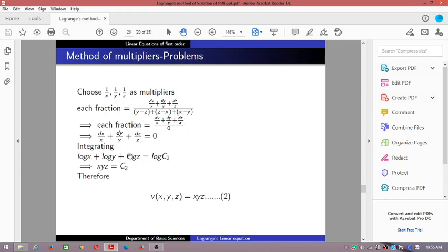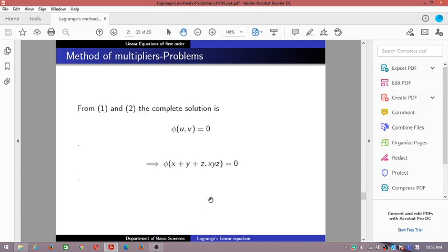Now we can observe that each term is directly integrable, because the first term is purely a function of x, the second term is purely a function of y, and the third term is purely a function of z. Therefore, integrating we get log x plus log y plus log z equal to log c2, since all the terms contain logarithms. Now log a plus log b plus log c is log abc, hence log xyz is equal to log c2. Taking exponential on both sides, we get xyz equal to c2. Therefore, the second function v of xyz is xyz.